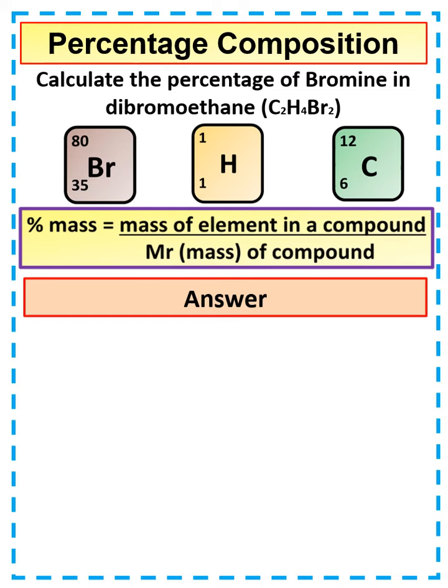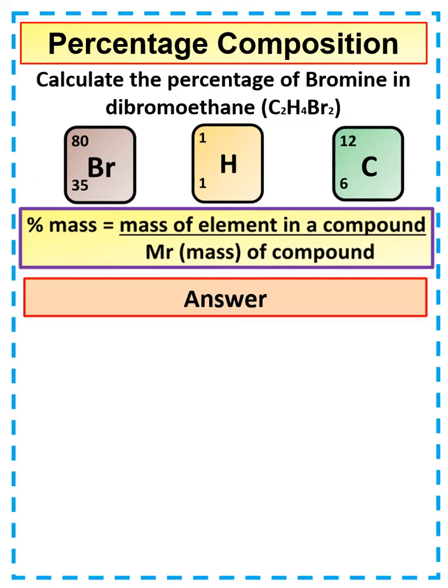So we're just going to have a look at how we answer this question on calculating the percentage of bromine in dibromomethane. Key things from the question: it's told you that we're looking at bromine, and it's told you the formula of dibromomethane. Also, it's given you the Mrs of the different atoms. It doesn't always do that, but in this instance it has.